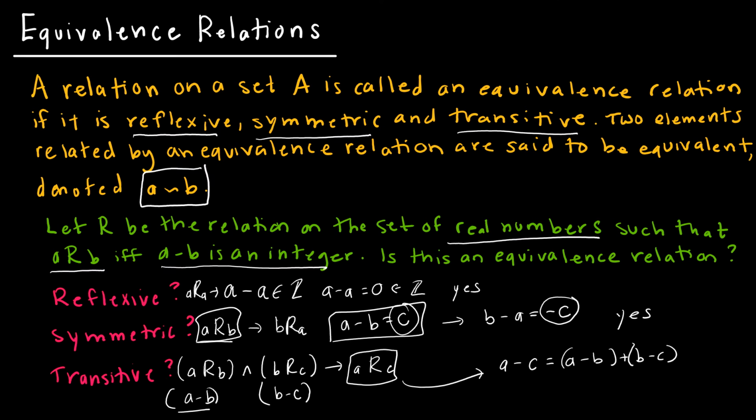Now I know this is an integer, and I know that this is an integer, and A minus B plus B minus C gives me A minus C, so obviously I didn't break any rules. So then the question is, is this an integer? Well, sure. If I take an integer plus an integer, I get another integer. So A minus C is in fact an integer if A is related to B and B is related to C, or in other words, if their differences are integers. So because this relation is reflexive, symmetric, and transitive, then the relation is in fact an equivalence relation.